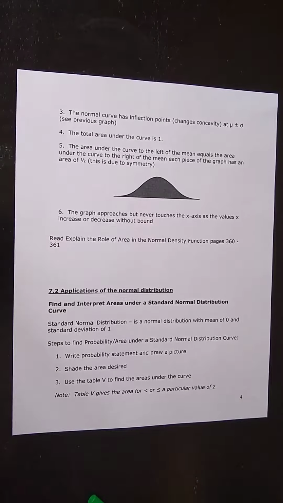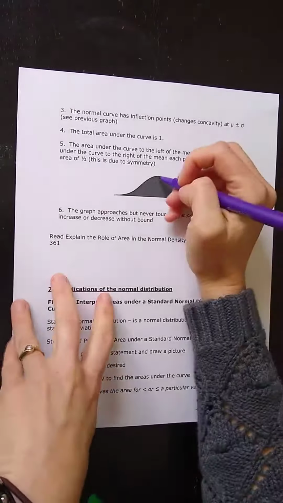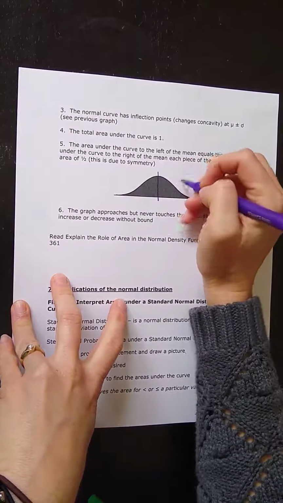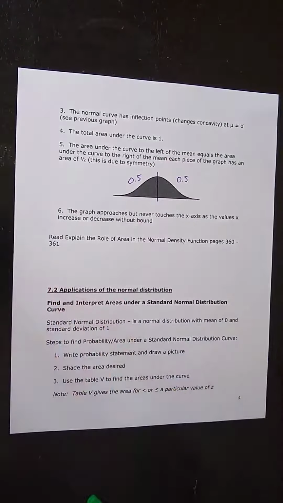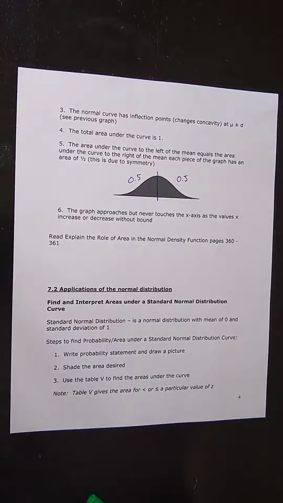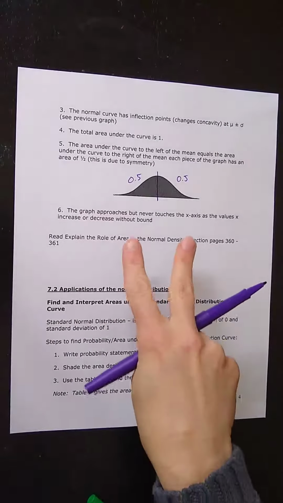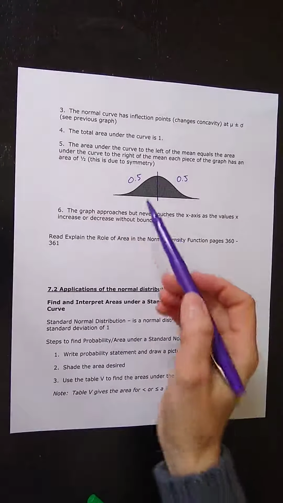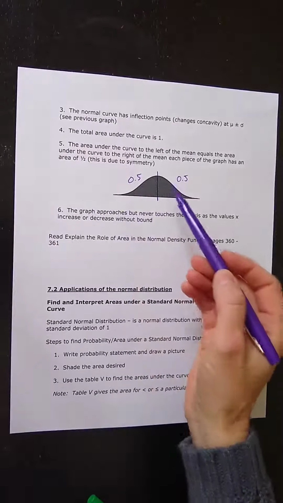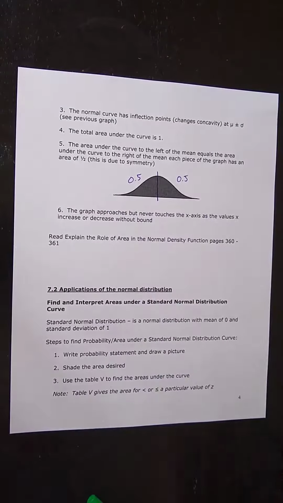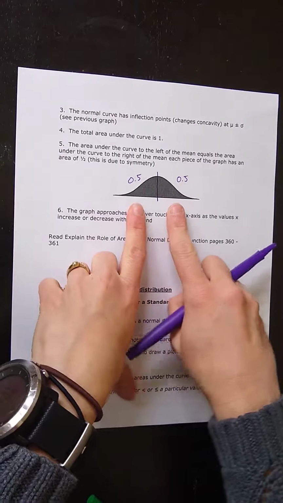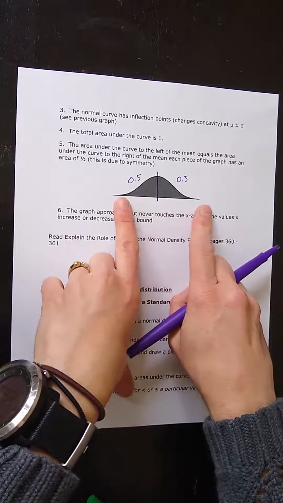But the total area under the curve is 1. So everything over here is 0.5. Everything over here is 0.5. And as we probably talked about, but it's been a while, these tails that come on the left and the right, we definitely talked about tails because we talked about skewed left and skewed right. This one's not skewed left or skewed right. It's normal. It's equal and even on both sides.